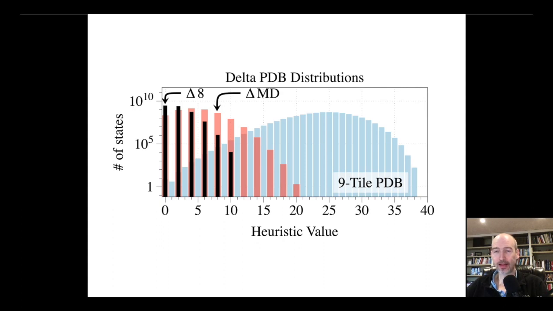There are actually two things that happen. We only get even values: 0, 2, 4, 6, 8, all the way up to 20. And instead of having 39 values, we only have 1, 2, 3, 4, 5, 6, 7, 8, 9, 10, 11 values. So by using a delta over Manhattan distance, we've reduced both the number of values and the range of values that are there.